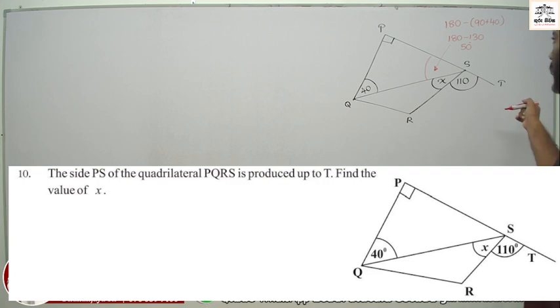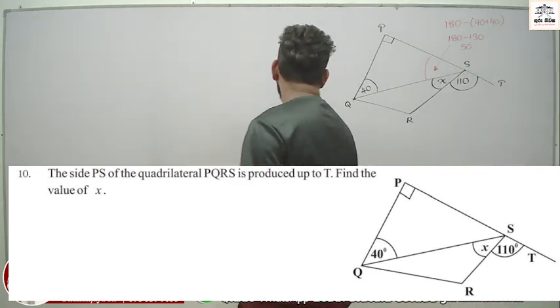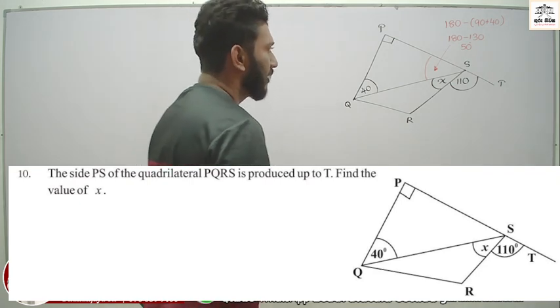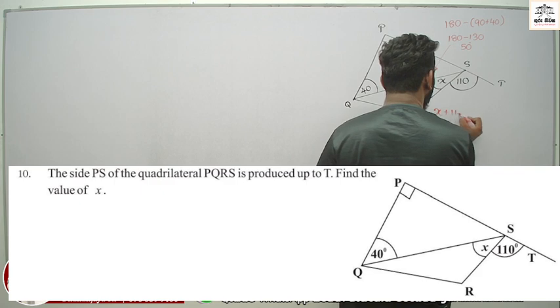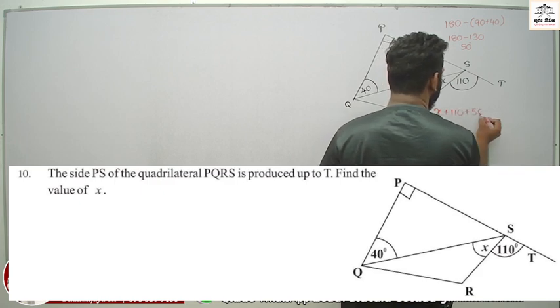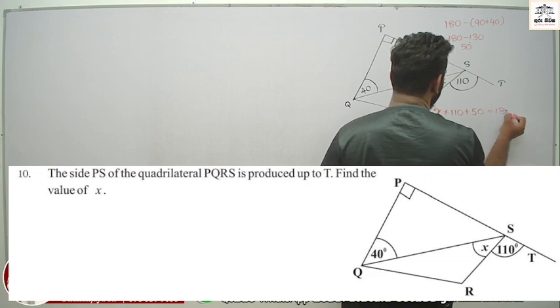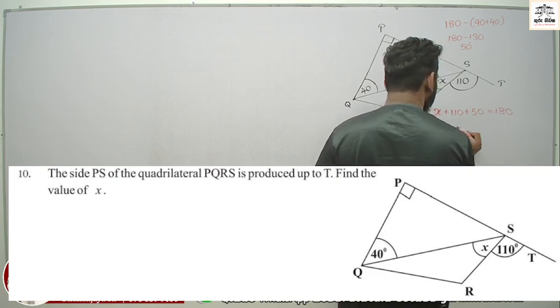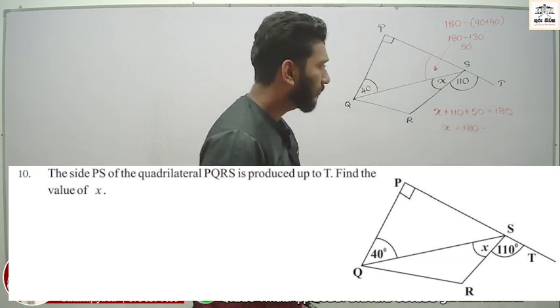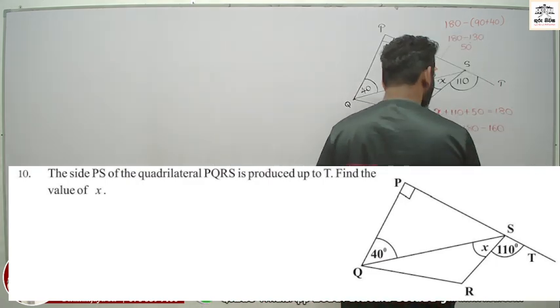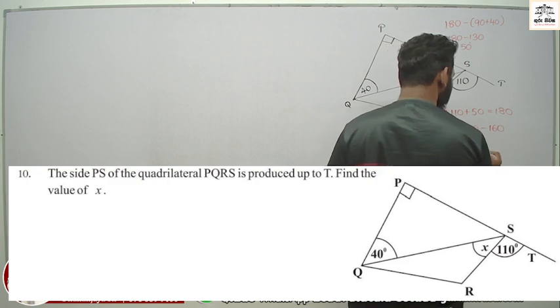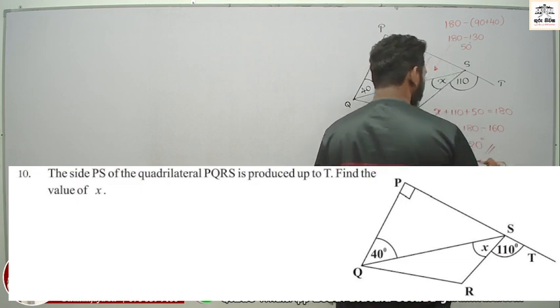Now you know PST is a straight line. Now you can write x plus 110 plus 50 should be equal to 180. Now x equals 180 minus 160. Now x is equal to 20 degrees.